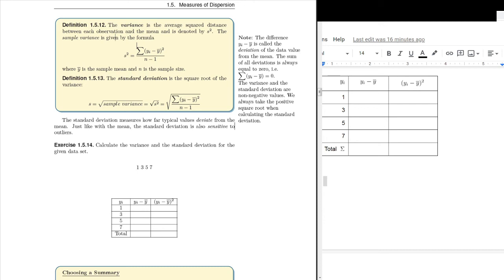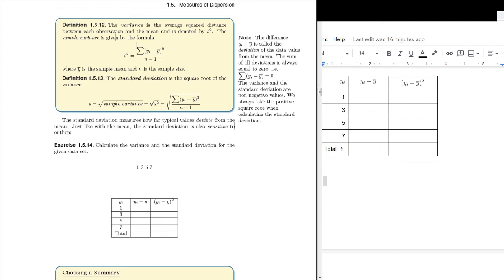So note that the standard deviation and the variance are non-negative values. So we will always take the positive square root whenever we calculate the standard deviation. So let's take a look at calculating the variance and standard deviation for this data set. Here we have four values, which are 1, 3, 5, and 7. And I've created a table to help organize the calculations.